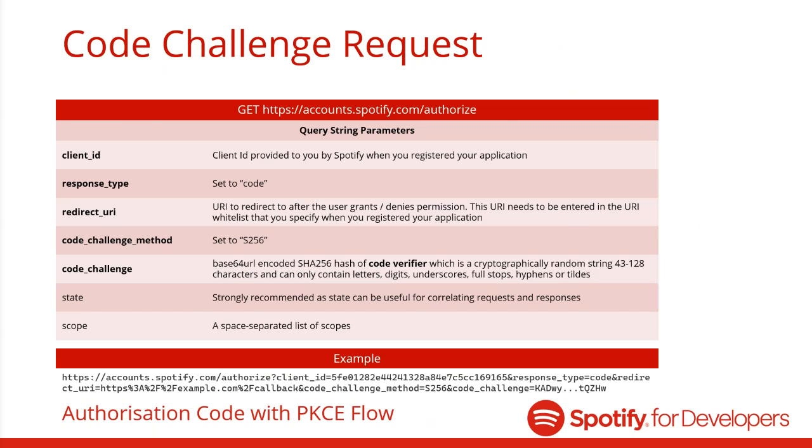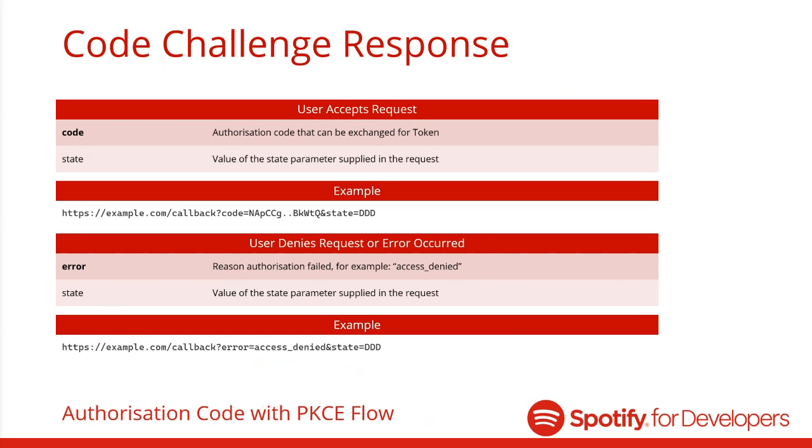The first thing before you do anything is you need to generate that code verifier. As I said, it's a cryptographically random string. It's between 43 and 128 characters, and it can be letters, digits, underscores, periods, hyphens, or tildes. And then you just need to SHA-256 hash that and encode it with base64 URL, and that gets you the code challenge. Then you just need to request authorization, and you provide the code challenge you generated in this request. If the user accepts that request, they'll be redirected to your redirect URI that you would have specified in those settings in the dashboard, and you'll get the code parameter. If they deny it, again, you'll get an error and a state value if that was provided.